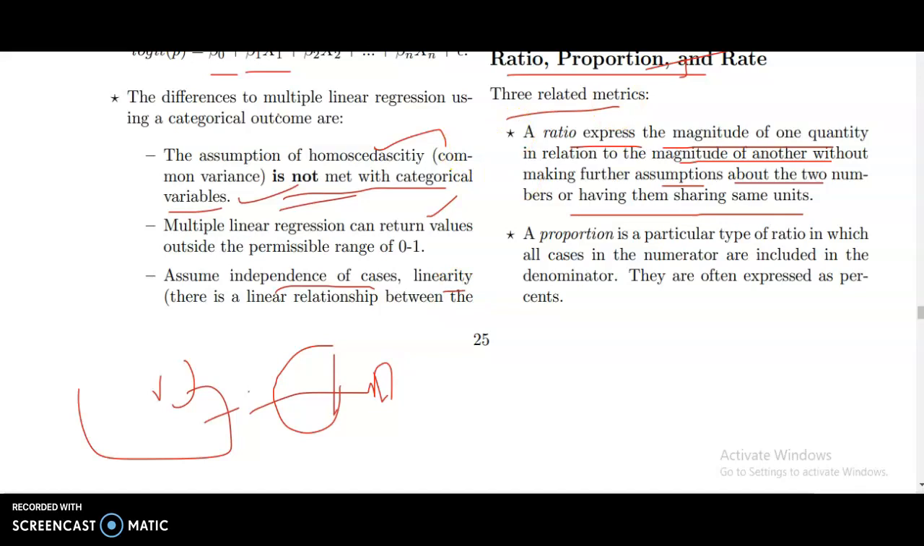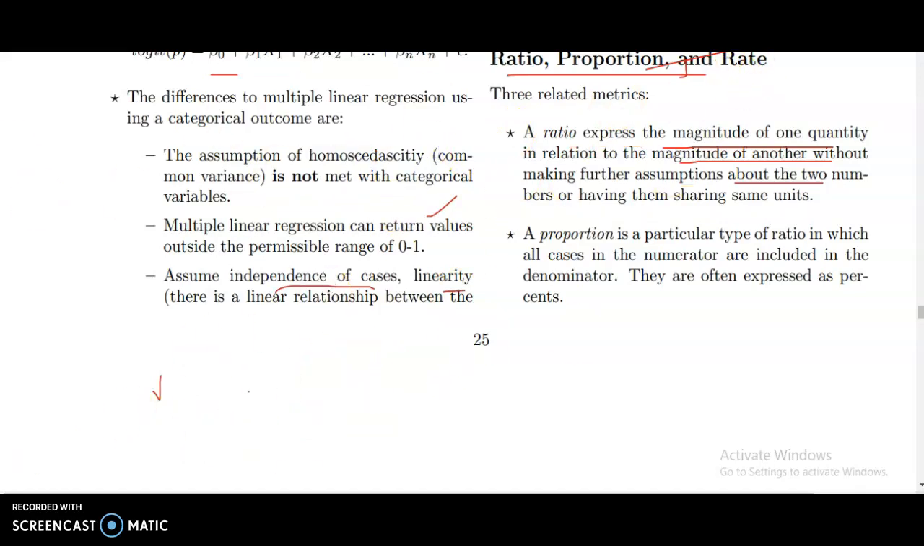A proportion is a particular type of ratio in which all cases in the numerator are included in the denominator.